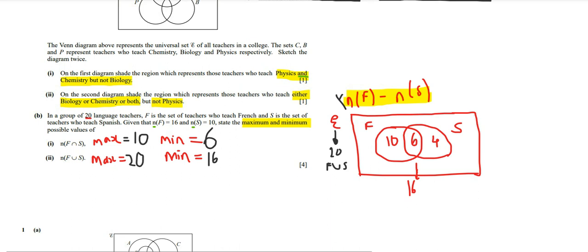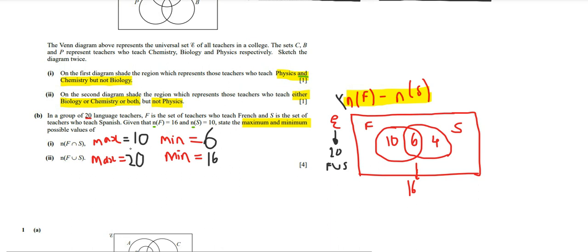So as this intersection region increases, the union decreases, right? It's really interesting. So as the maximum possible value for the intersection increases, the maximum possible value for the union subsequently decreases. And similarly, as the minimum possible value of the intersection decreases, the maximum possible value for F union S actually increases. So that's one way you can actually consider these kind of problems.